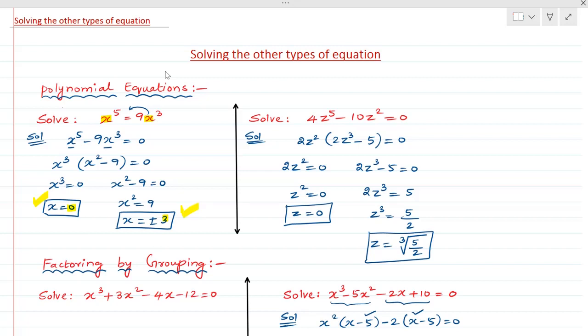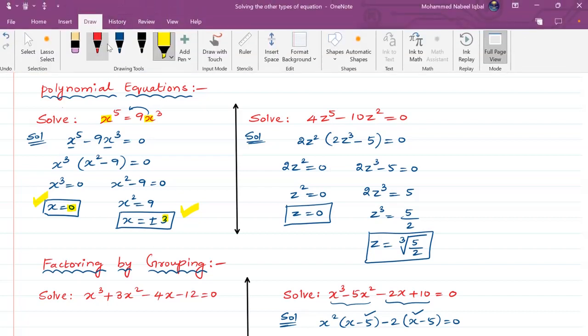And similarly we will have the same type of problem in terms of z. Here we are taking 2z power 2 as common, so the remaining is 2z power 3 minus 5 equals 0. Now separate this one: 2z power 2 equals 0, and 2z cube minus 5 equals 0. Then here you will divide by 2 on both sides.